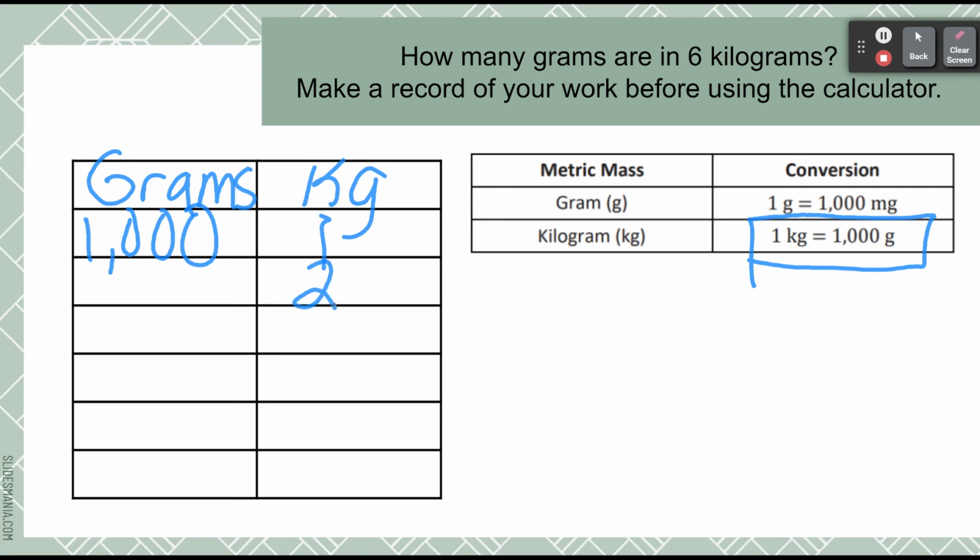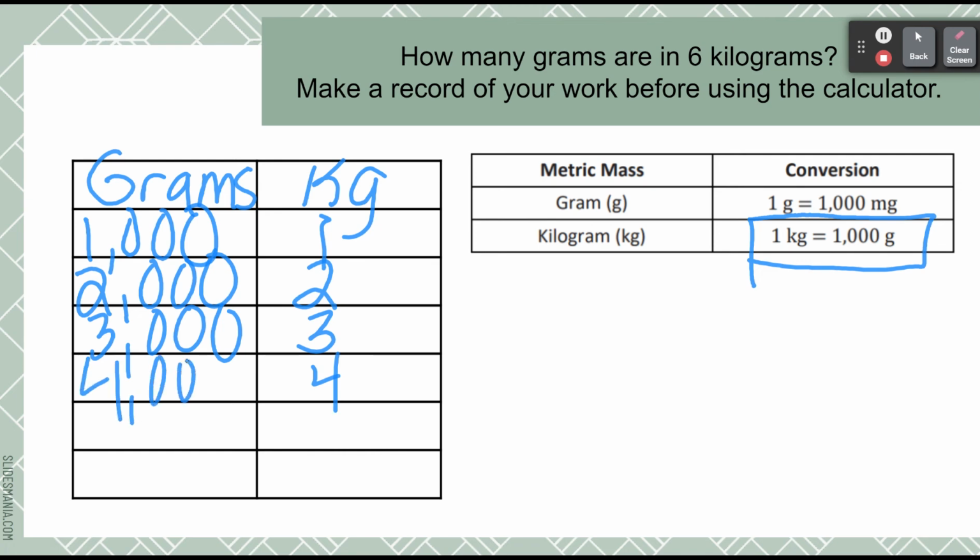2 kilograms would be 2,000 grams. 3 kilograms is 3,000 grams. 4 kilograms is 4,000 grams. 5 kilograms is 5,000 grams, and 6 kilograms is 6,000 grams.